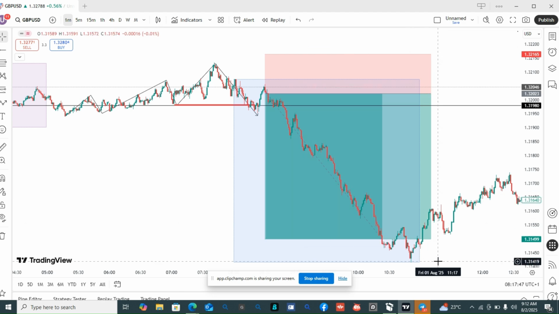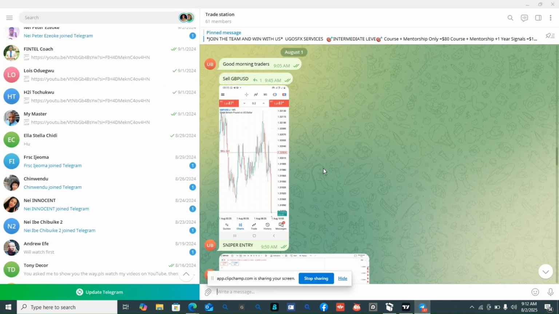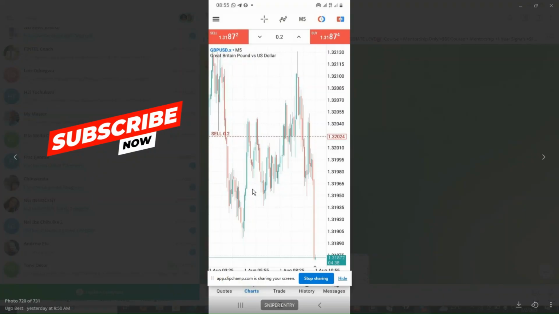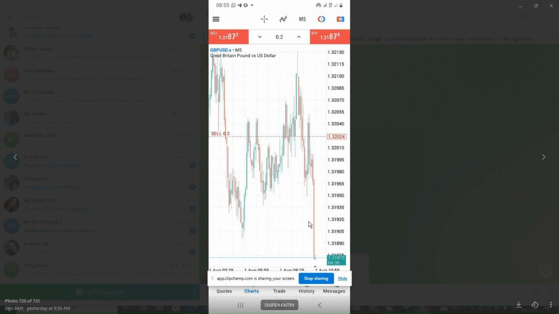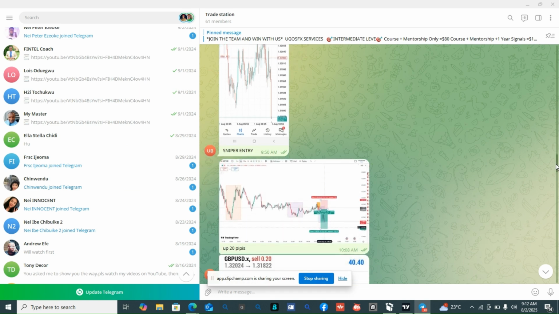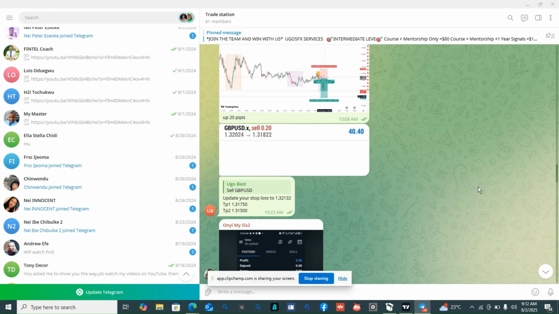So let me go to my Telegram channel to show you when I made this call. On the Telegram channel, 1st of August, you can see when I say good morning traders, sell GBPUSD. Time was 9:45 a.m. and this was my own sell entry. I entered this sell at 1.32024 and price started bleeding. And I gave them take profit 1, take profit 2, and the stop loss. You can see it where I highlighted here. Update your stop loss to 1.32132. TP1 is 1.31750 and TP2 is 1.31500.